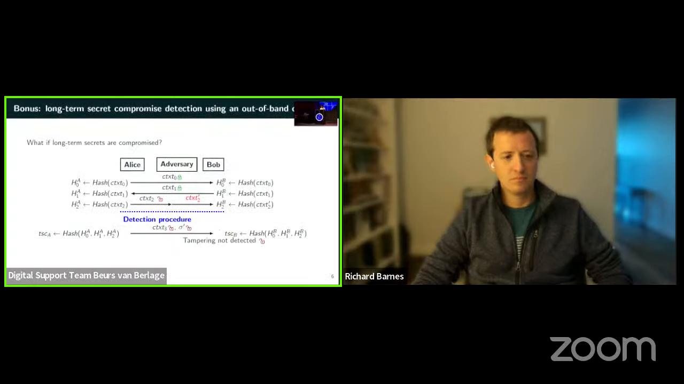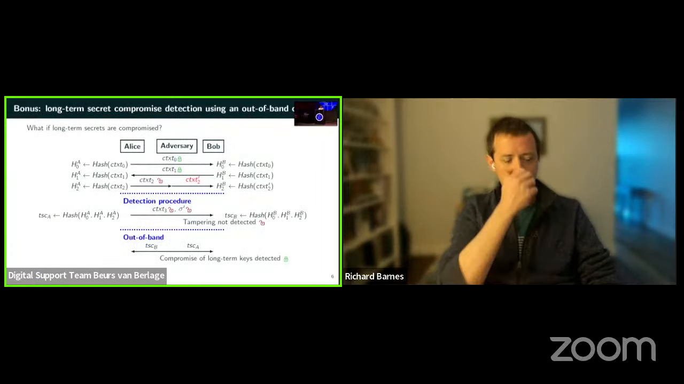However, we are not sure that the attacker has not compromised long-term keys. And in this event, the attacker could, in the detection procedure, replace Alice's signature by a forged signature if he has compromised Alice's long-term key. And in that case, there is no way that Bob can detect in-band this active adversary.